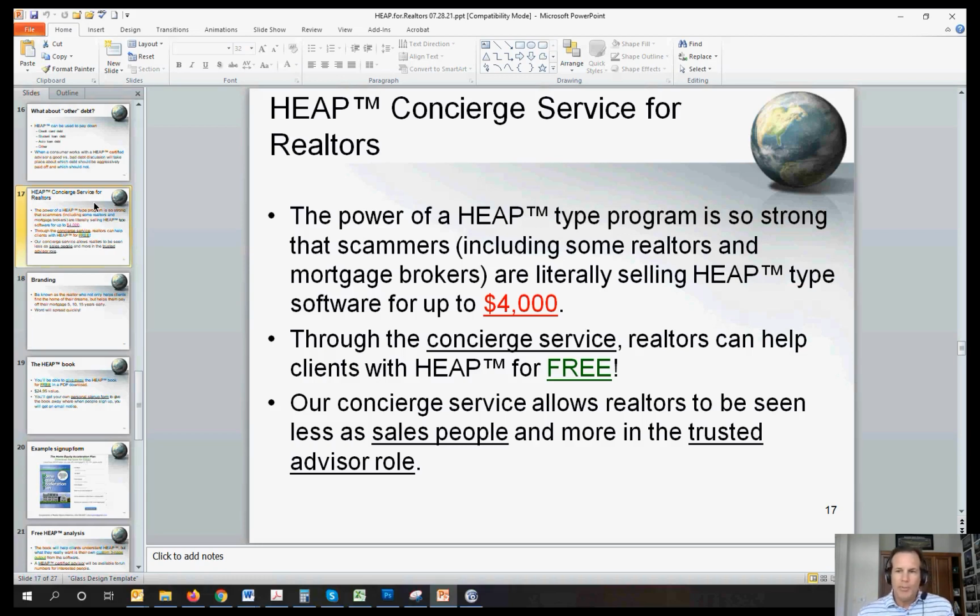So what ultimately will typically happen is we want the realtor to be seen less as a salesperson, which you are, of course. You're trying to sell homes. You're trying to help people buy homes.